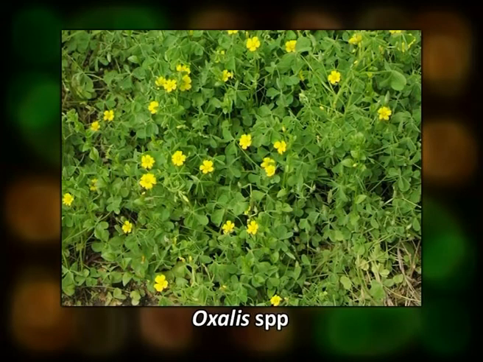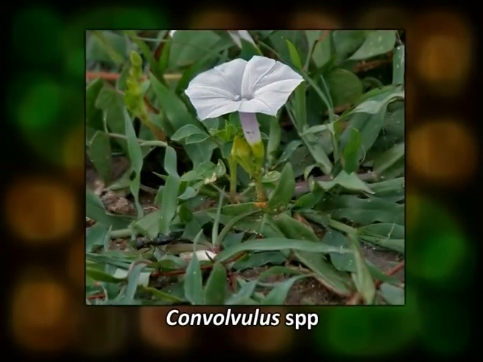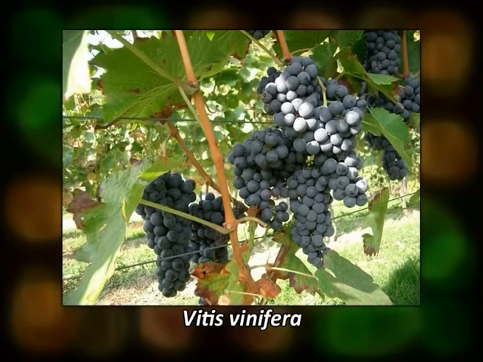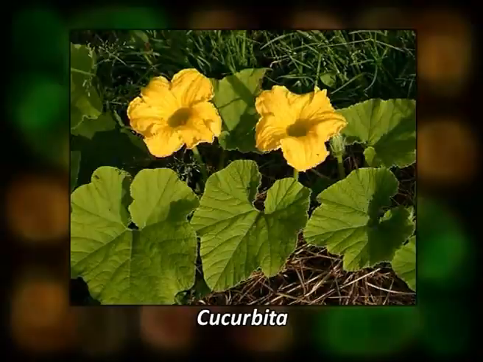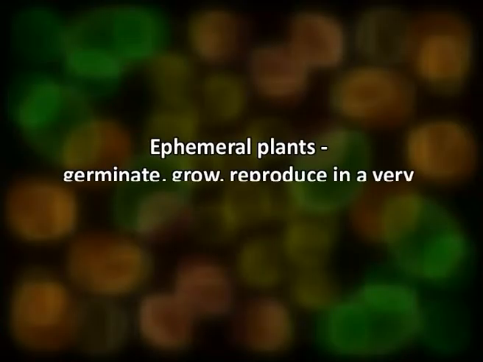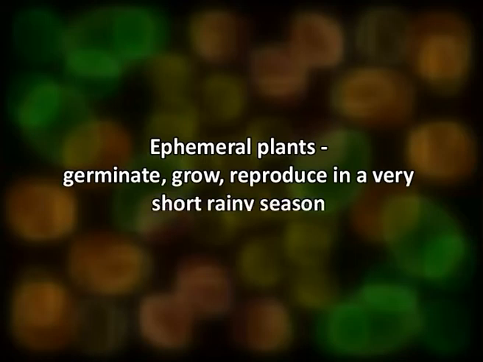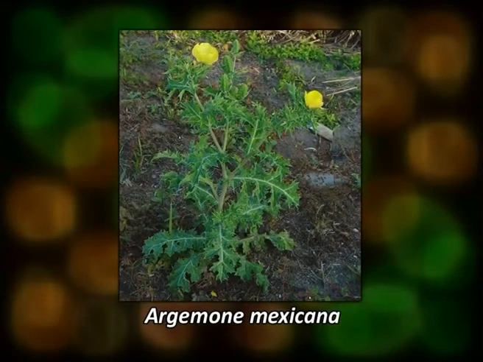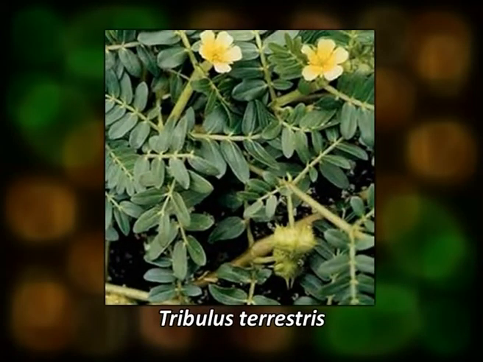They may be creepers, for example, Oxalis species, twiners, for example, Convolvulus species, climbers, for example, species of Vitis and Cucurbita. Some seed plants have learned to live successfully in extreme dry conditions. They germinate, grow, reproduce in a very short rainy season. They are called ephemeral plants, for example, Argemone mexicana and Tribulus terrestris.